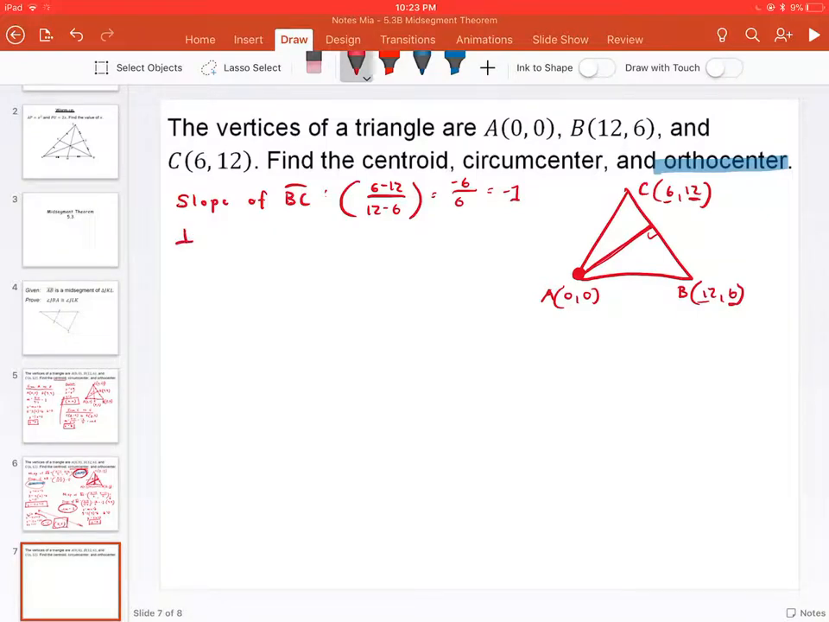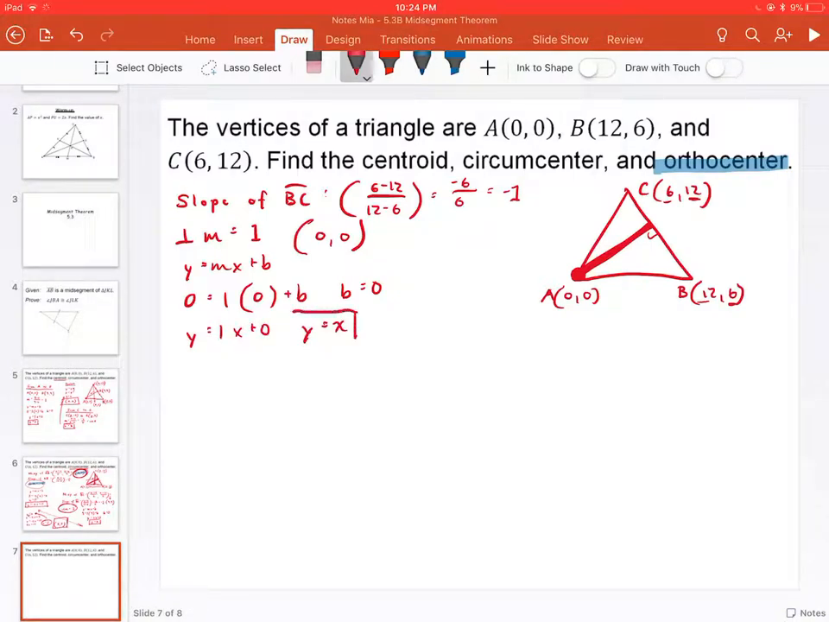So the perpendicular slope, which is going to be the slope of our altitude that we care about, is going to be 1, which is the opposite reciprocal of negative 1. So we're using that slope, and then point A, because we need to go through point A using that new slope that we just found. So we plug that into y equals mx plus b, and you should get 0 equals 1 times 0 plus b, which means that b equals 0. And when we plug this back in, it's going to be nice because you're going to get y equals 1x plus 0, which is just y equals x, which we have seen before. So whatever x equals, y should equal at the very end.